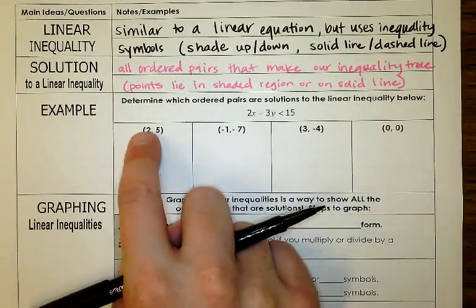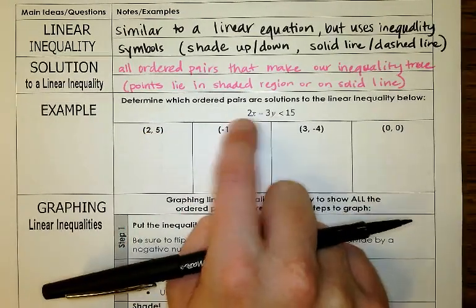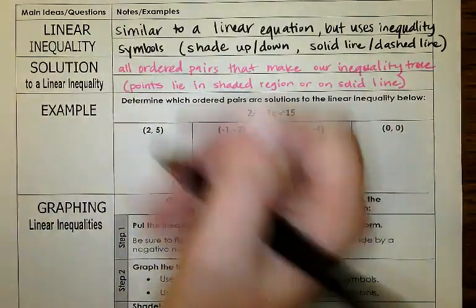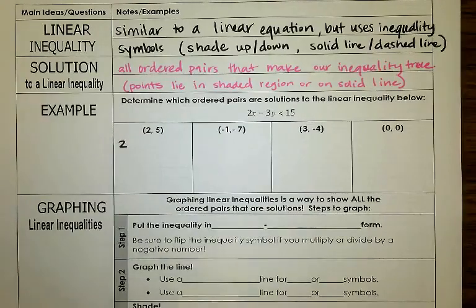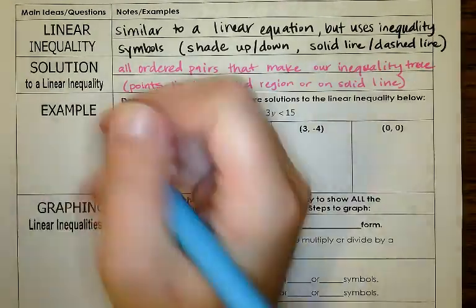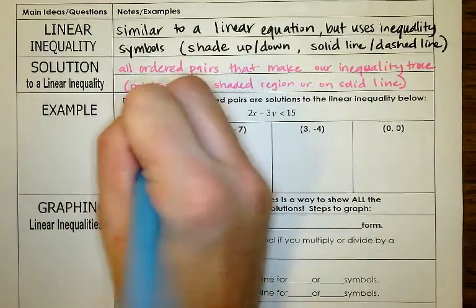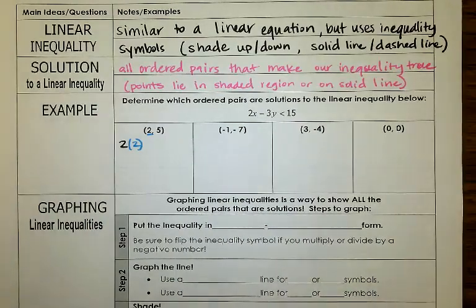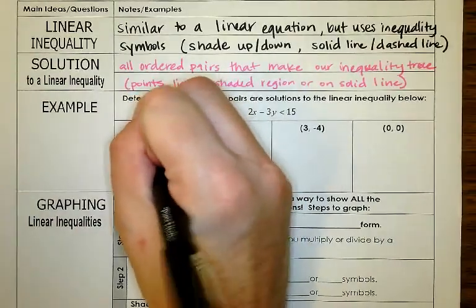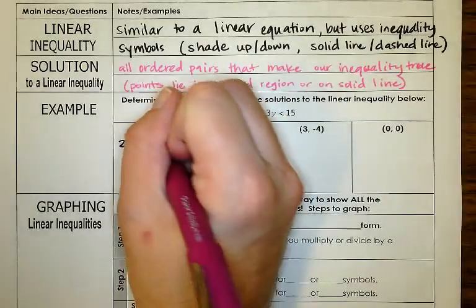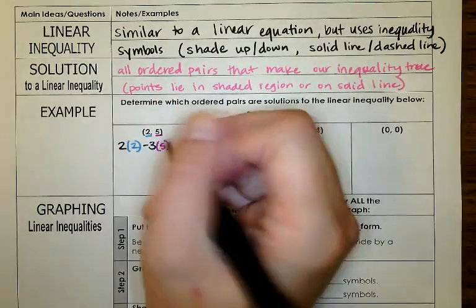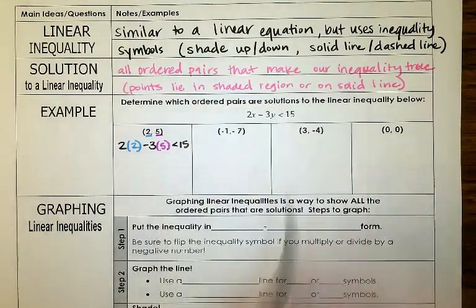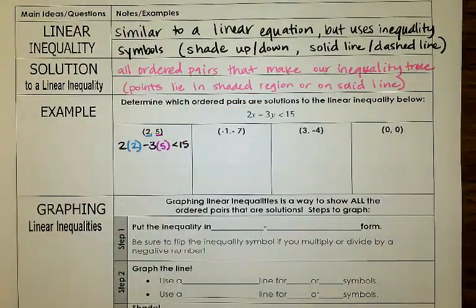Well, guys, can we plug in our x and our y really easily into that equation? Yeah. So instead of 2x on this first one, it would be 2 times 2, because my x value is 2. And then we say minus 3 times 5 instead of minus 3y. And we want to know, is that going to be less than 15? Is that going to make this inequality true?